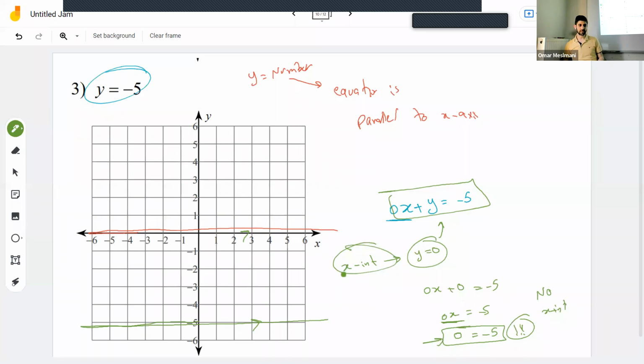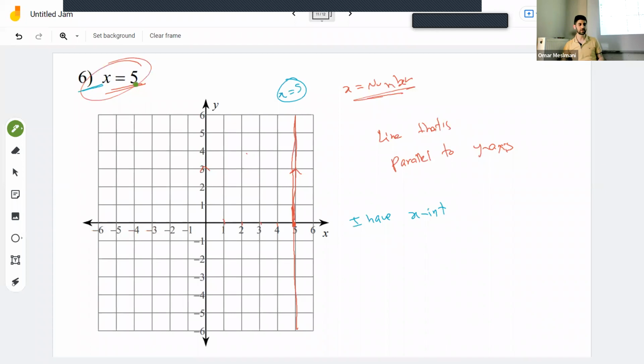The same goes for the next one, x equals 5. Here I have 0y plus x equals 5. This time, let's say you want to find the y-intercept here. How do you find the y-intercept? By doing x equals 0. So let's do x equals 0 here.